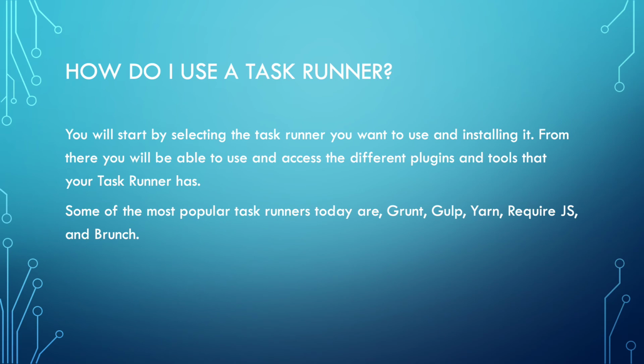So how do I use a task runner? You'll probably start by selecting the task runner you want to use. There's a lot of them. We're going to talk about some of them. From there, you'll be able to use and access different plugins and tools that your task runner has. Some of the most popular task runners today are Grunt, Gulp, Yarn, Require.js, and Brunch.